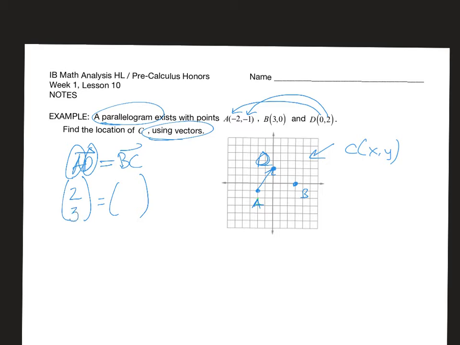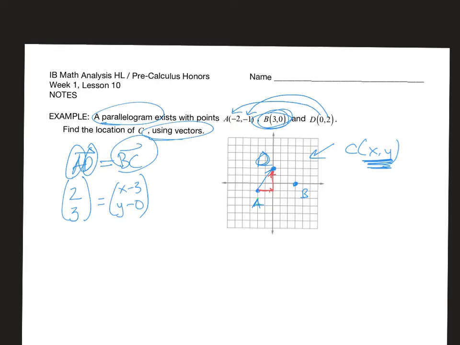Which, again, if you look really close, I think you'll agree it's 2 to the right and 3 up. Okay, but I wanted you to see that whole head minus tail thing because that's what I'm going to have to do for BC. C has this ordered pair and B has this ordered pair. So when I do head minus tail, I get X minus 3 and Y minus 0.